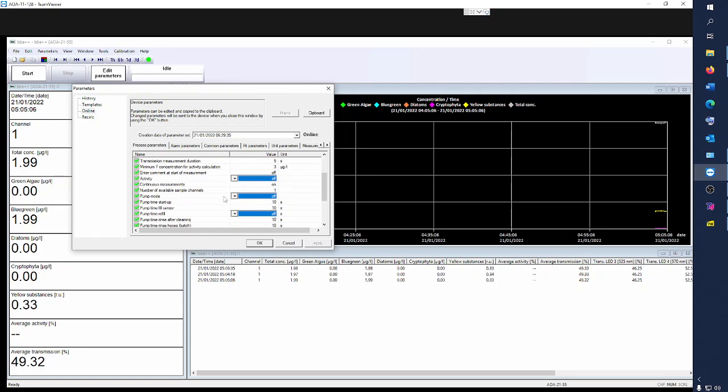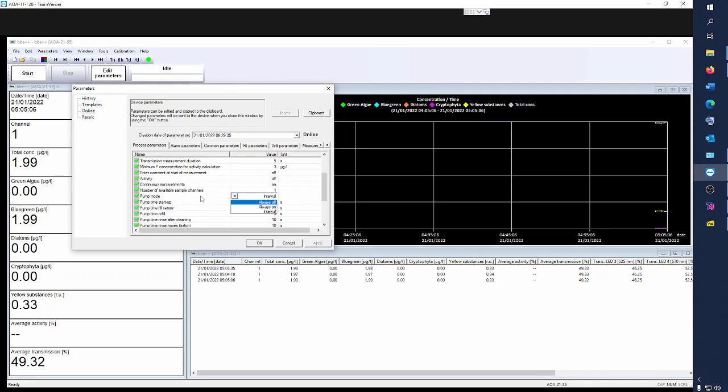Then here the continuous measurement is on. That means that it makes measurements one after another with no stop. And then you have samples per channel and so on. It's not so important, but you have the interval measurement, the pump mode. You can also say the pump should be always on or always off, but interval is the default. During the activity measurement, you should make an interval measurement.